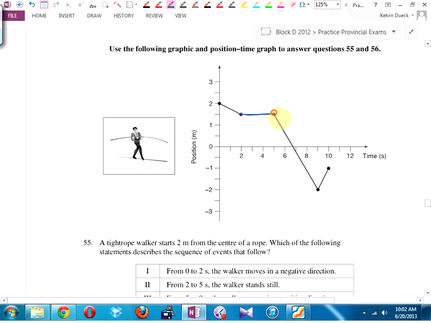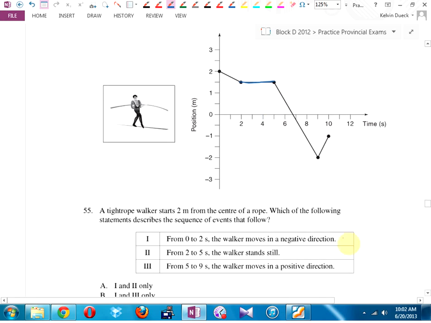Then, what happens on this section right here, between 2 seconds and 5 seconds? Standing still. So this is correct. From 5 to 9 seconds, the walker moves in a positive direction. Is that correct? No, walking backwards again, as a matter of fact.